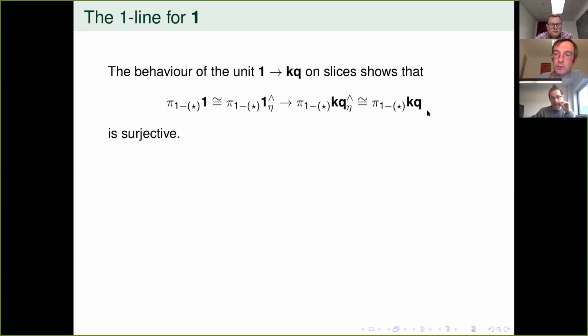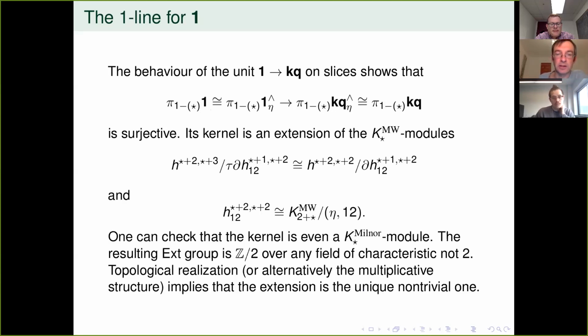Now, this is also true for Hermitian K-theory. And there the argument is even easier, because if you invert eta on Hermitian K-theory, you get this Witt theory spectrum, and the homotopy groups are concentrated in degrees congruent to zero mod four. It's quite simple from a certain perspective.